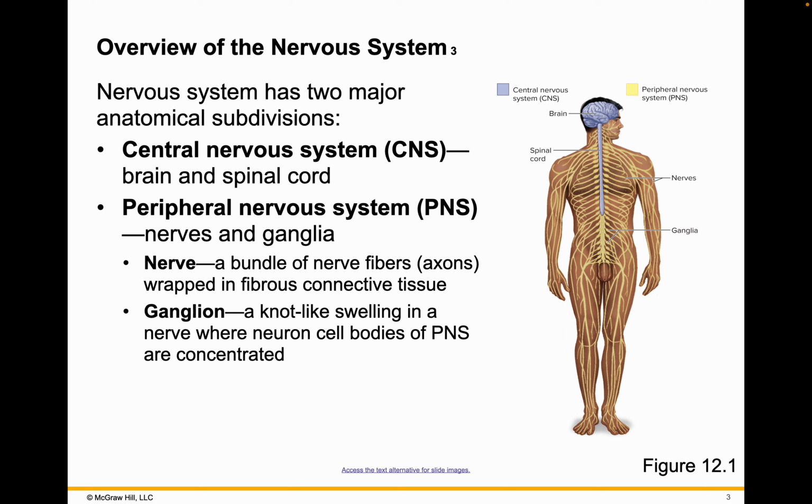There are two major anatomical subdivisions of the nervous system. The central nervous system is the brain and spinal cord, while the peripheral nervous system is what we call the nerves and the ganglia of those nerves. A nerve is a bundle of nerve fiber axons wrapped in a connective tissue layer, and a ganglion is more of a swelling within a nerve where there are several nerve cell bodies held together, found in the peripheral nervous system. They kind of look like a knot.